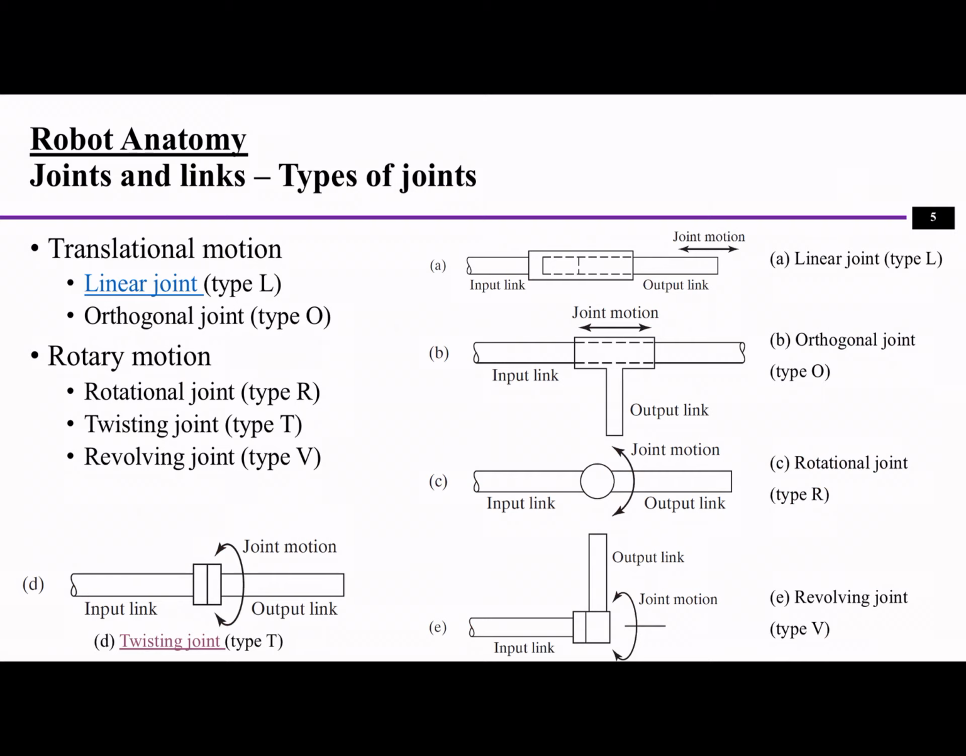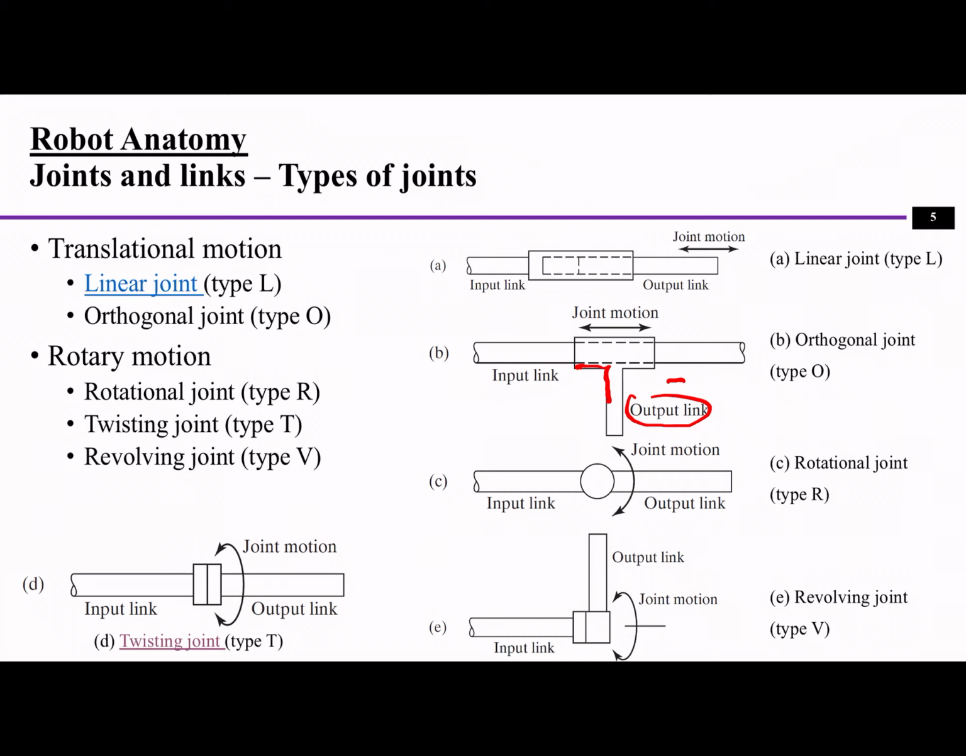One is the linear joint. Basically it moves along one axis, so it's more like a push and pull motion. And another one is the orthogonal joint, which is B here. You can see when the joint motion is moving left and right, it triggers another motion, which is the output link from here, right? So it forms a 90 degree angle here.